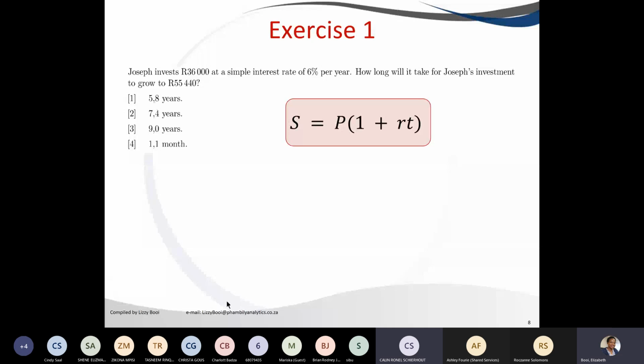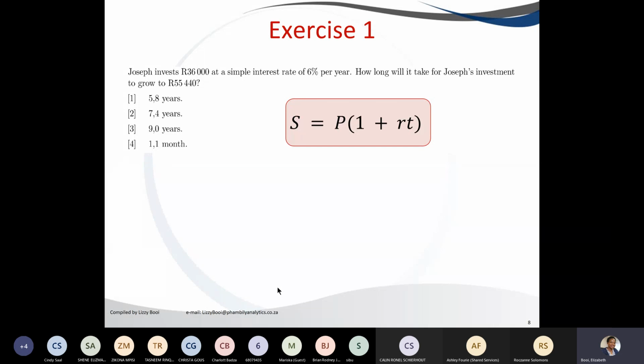Okay, so I'm going to say it again. Oh, not again, because this is the first time you will be hearing me. You need to identify what is your S, which is your future value. What will be the value at the end? You need to identify what is your P, which is your value at the beginning. You need to identify what is your R, and you need to make T the subject of the formula.